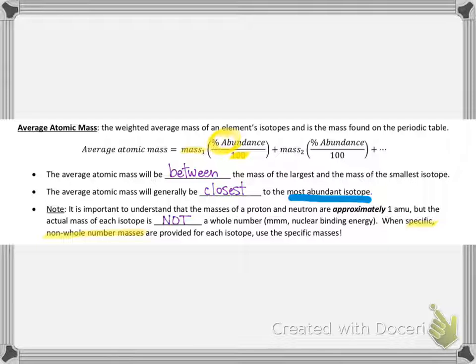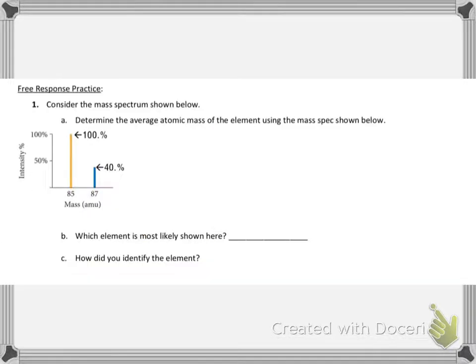All right, let's try a couple of practice problems, and then you'll be done with this video. Look at that. So first, if you are given a mass spectrum, you need to be able to calculate the average atomic mass from that spectrum.